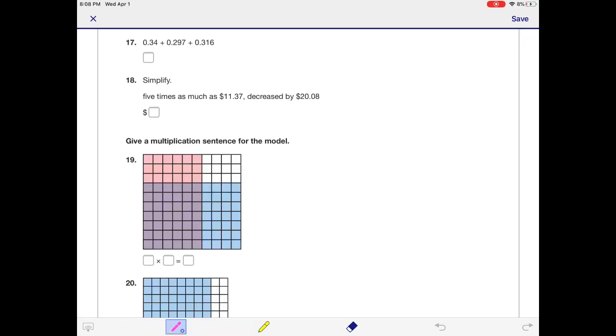Okay, here's part 2 of our chapter 12 review. I actually wanted to do number 17 up here because it's a little bit different as far as clustering. I want you to look at this one. Here we've got decimals that we're clustering. If you look at these decimals, you have 0.34, 0.297, and 0.316. If you were to cluster those around one number that they're all very similar to, for estimating purposes, what do you think you could use as a cluster number?